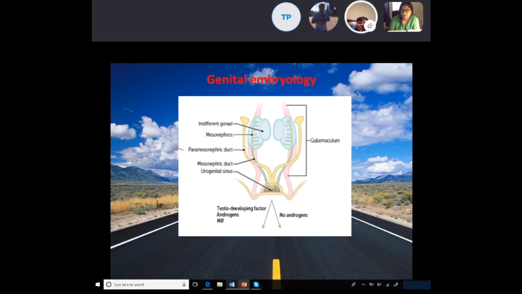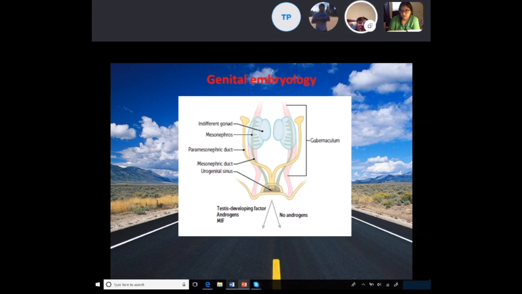We either have the paramesonephric duct or the mesonephric duct, and we also have this pink structure here called the gubernaculum that helps with anchoring and moving these gonads into the proper position where they will eventually end up. And then we have this urogenital sinus that is going to come in later as part of the final sexual organ development.